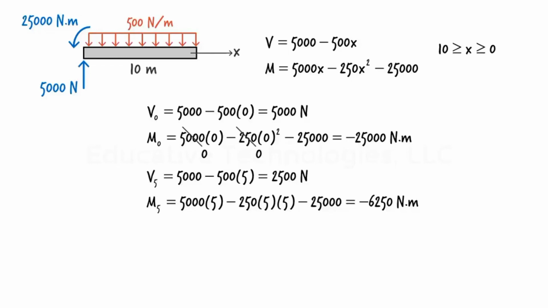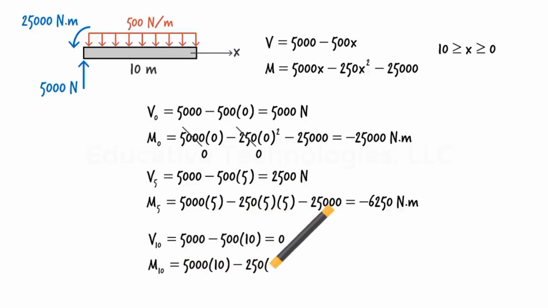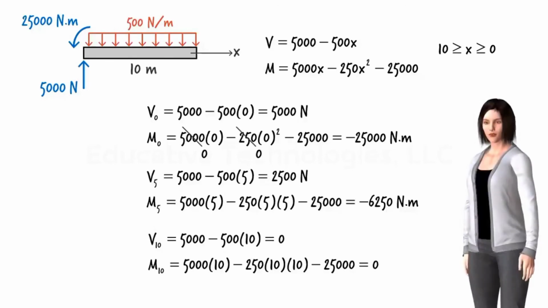Let's do one more point. What is shear and moment at the free end of the beam where x equals 10? V of 10 equals 5,000 minus 500 times 10, or 0. M of 10 equals 5,000 times 10 minus 250 times 10 times 10 minus 25,000, or 0. The equations correctly indicate that the shear and moment at the free end of the beam do vanish.